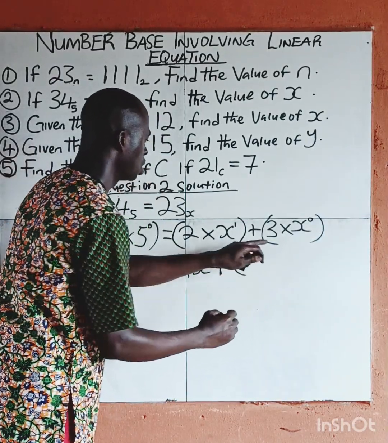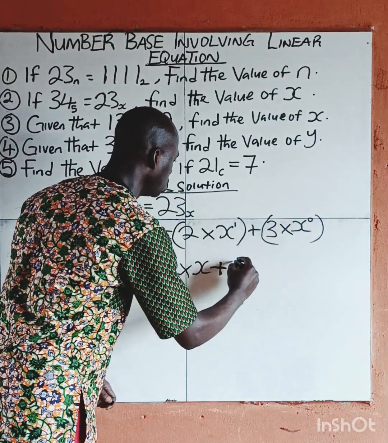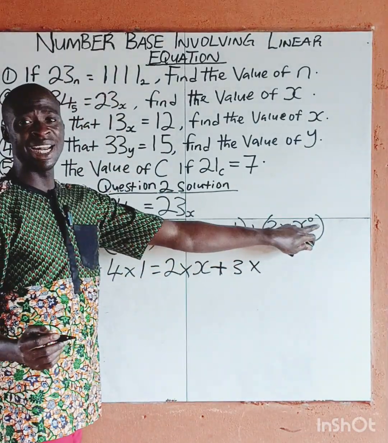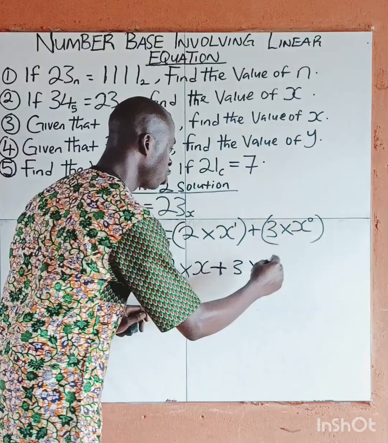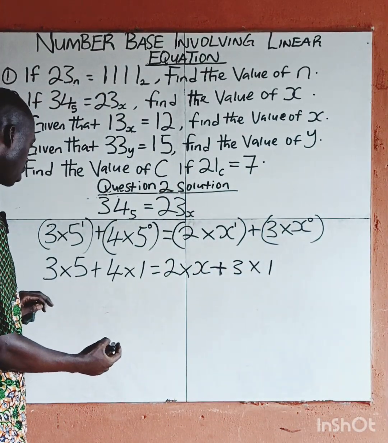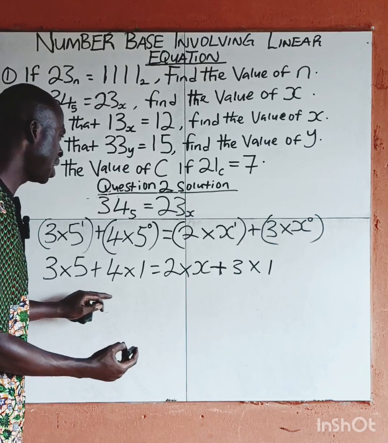Here becomes 3 multiplied by anything raised to the power of 0. Like I earlier said, anything raised to the power of 0 is what? 1. So x raised to the power of 0 will give us 1. At the end of the day, this is what we are having. Can you see for yourself? This is what we have right here.